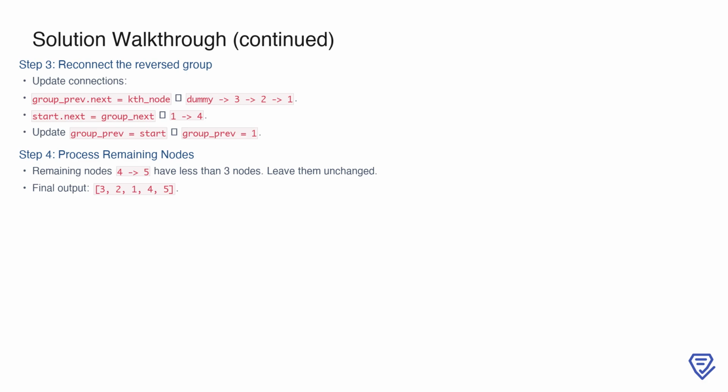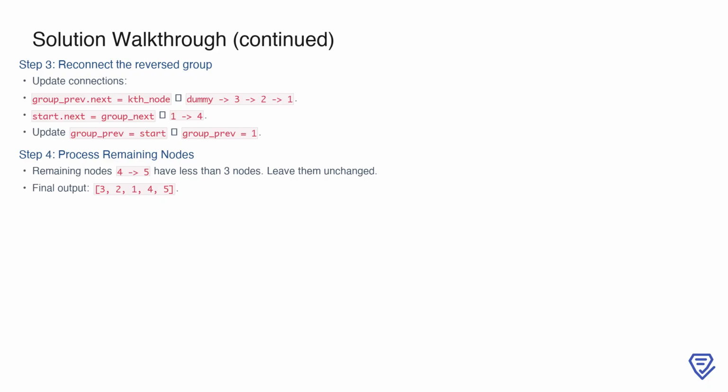After reversing the group, the connections are updated to reflect the changes. Group_prev.next is set to the new head of the reversed group, 3, and start.next is updated to point to group_next, connecting 1 to 4. This ensures that the reversed group is properly linked back to the rest of the list. Finally, group_prev is updated to point to 1, the last node in the reversed group, preparing it for the next iteration. At this stage, the remaining nodes in the list are 4-5.